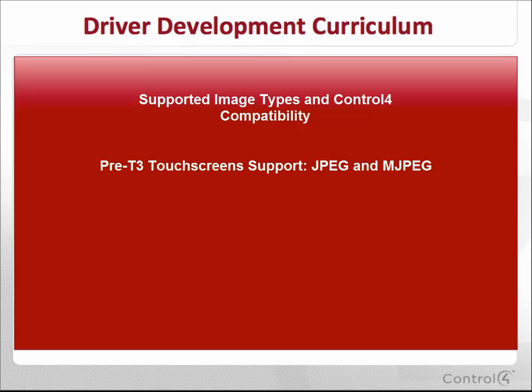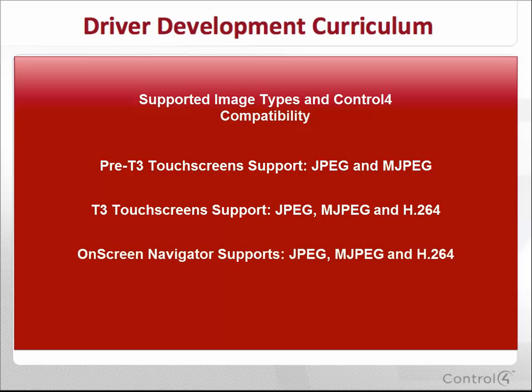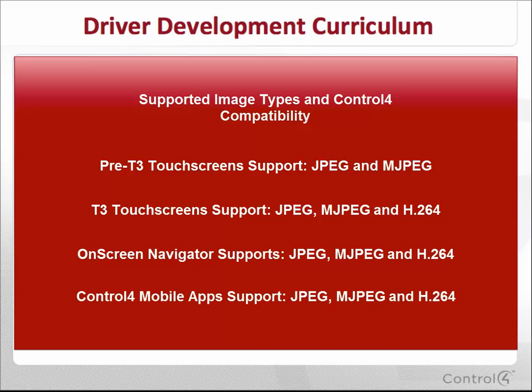This includes touchscreens prior to the T3 version, which only support JPEG and Motion JPEG streams. T3 touchscreens support JPEG, Motion JPEG, and H.264 streams. On-screen Navigator, provided by HC and EA class controllers, support JPEG, Motion JPEG, and H.264 as well. So do the Control4 mobile apps.